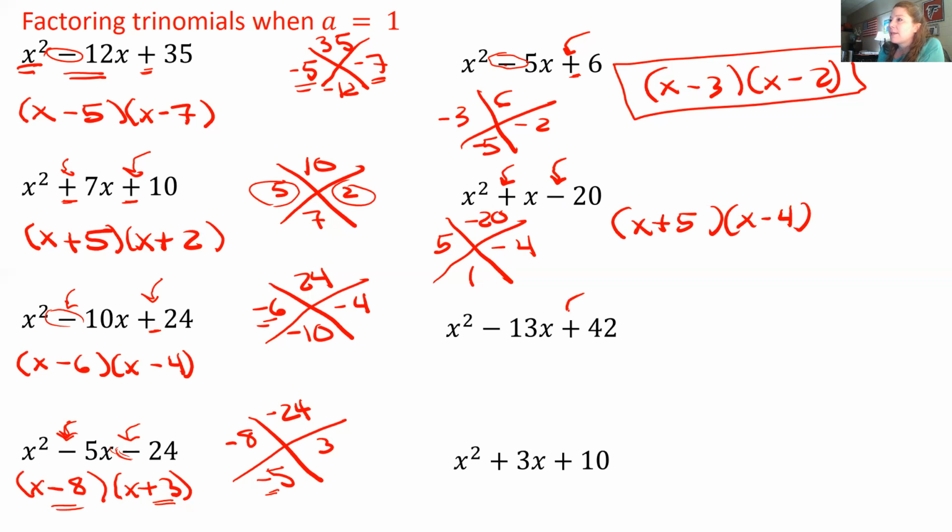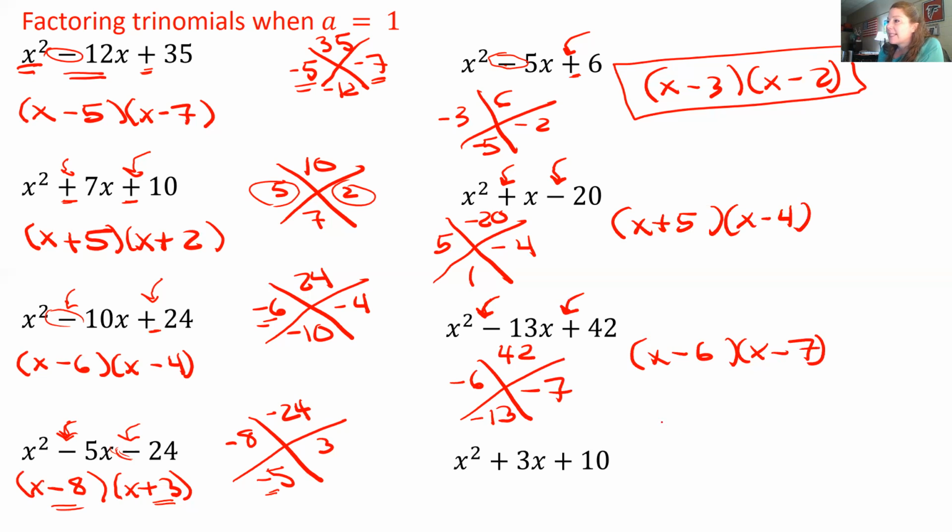All right, this tells me my two signs are the same, and my biggest sign is negative. No, that's not right. This tells me my two signs are the same, and this tells me they're both negative. So I need a product of positive 42 and a sum of negative 13, which means I'd have negative 6 and negative 7. So I'm going to split up my x. X times x is x squared, and then we have minus 6 and minus 7. And that's the answer.